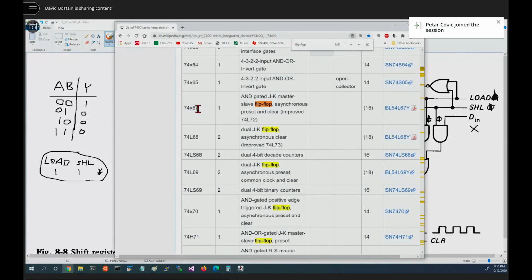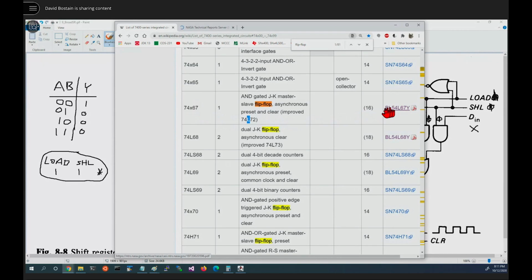But if we look, the 7467 is what's called an AND gated JK master slave flip-flop, or MS flip-flop, with an asynchronous preset and clear. It also tells us that it's an improved one of these. So as time goes along, they may develop new numbers and things. Even though the number's lower, it may have been a device for which there was a standard family, but not an L family device that they later improved upon.